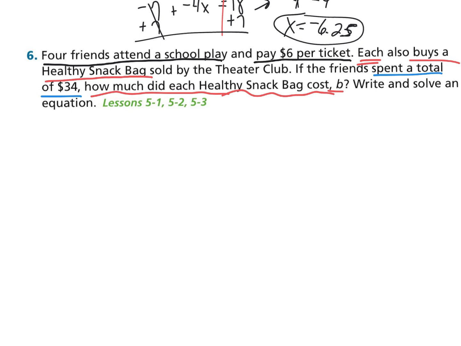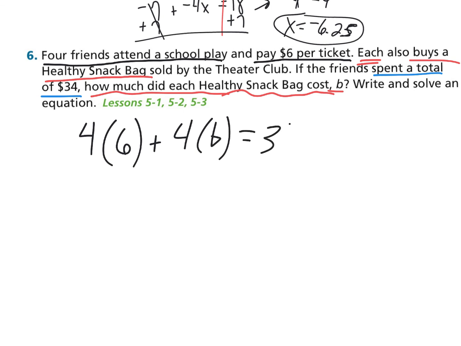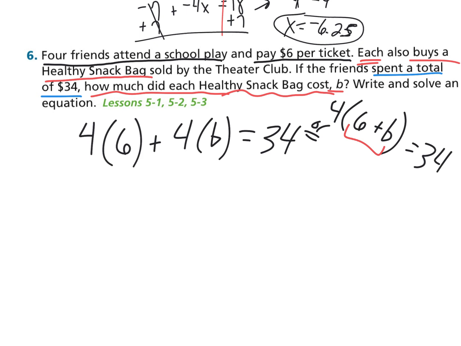So it's 4 people. They paid $6 for a ticket, and then 4 people also bought a healthy snack bag. Their total cost was $34. So this would be one way of doing the equation. You could also say there's 4 people, each of them bought a ticket plus a healthy snack bag. Okay, you could say each of them is going to pay 6 plus B, and then if you distribute, you're going to get the same exact thing as we have. So however you want to write that's fine.